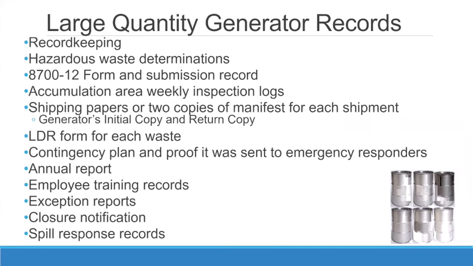So record keeping is basically all the requirements that SQGs have. You need to keep records of your waste determinations, your LDRs. You need to keep a copy of your contingency plan and revisions on site, and keep your employee training records. There are specific requirements for that. Your exception reports, closure notification, those are all records that the generator needs to retain. And next slide, please.